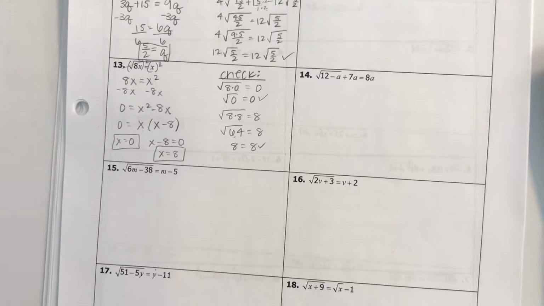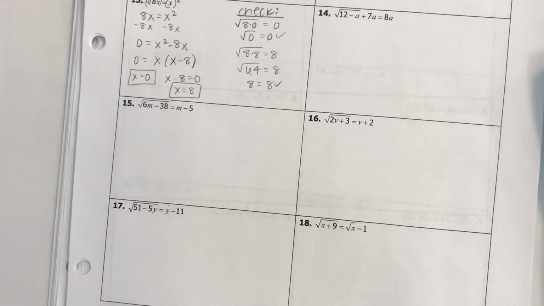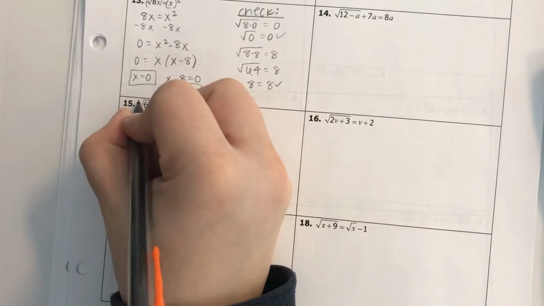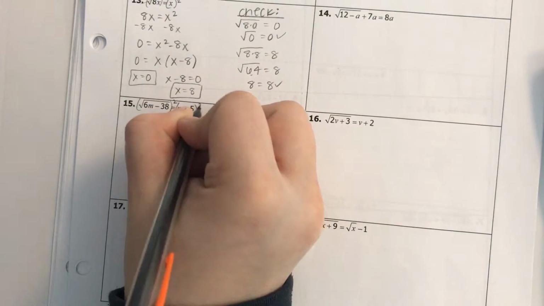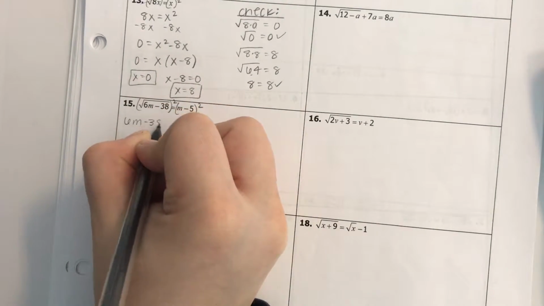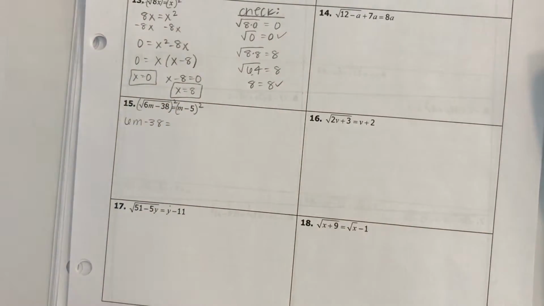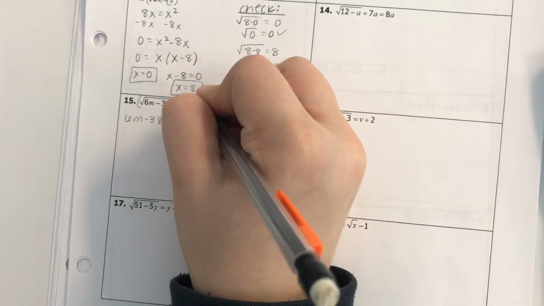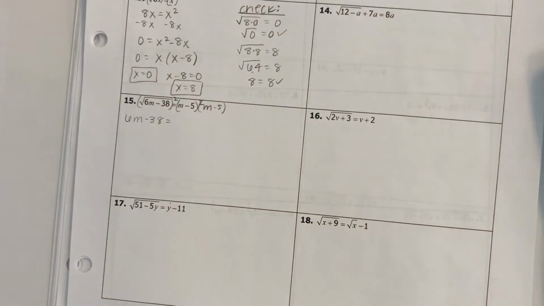Okay, we have 2 more and we'll be done soon. Okay. Radicals on one side by itself. Index is 2. Square both sides. 6m minus 38 equals, do not distribute this square. I'm telling you, don't do it. This is m minus 5 times m minus 5. That's what that says. So we have to FOIL.